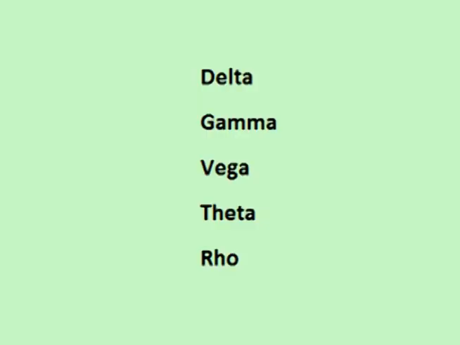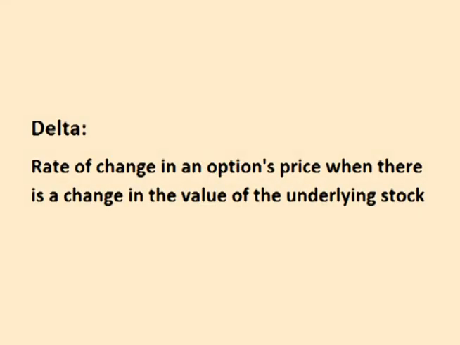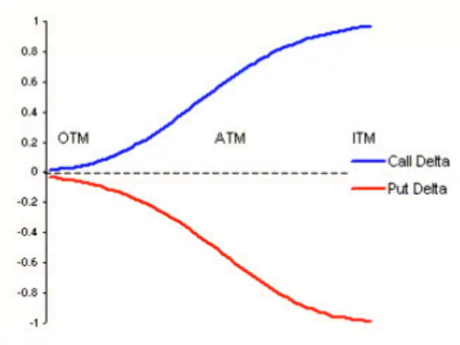Option Greeks isolate these inputs and look at the changes in option value when one or more of these inputs change. There are 5 main option Greeks: delta, gamma, vega, theta, and rho, plus a bunch of others that are lesser known. Delta is the rate of change in an option's price when there is a change in the value of the underlying stock. Call options have positive delta between 0 and 1. Put options have a negative delta between 0 and -1.